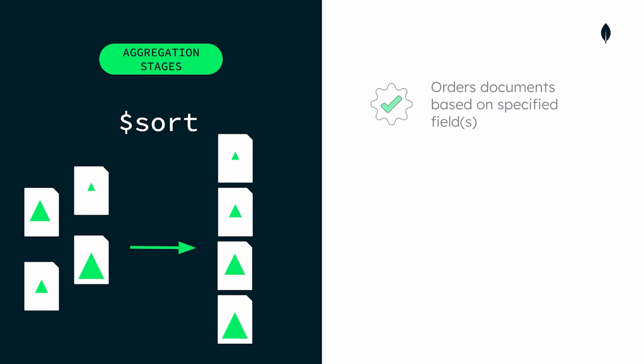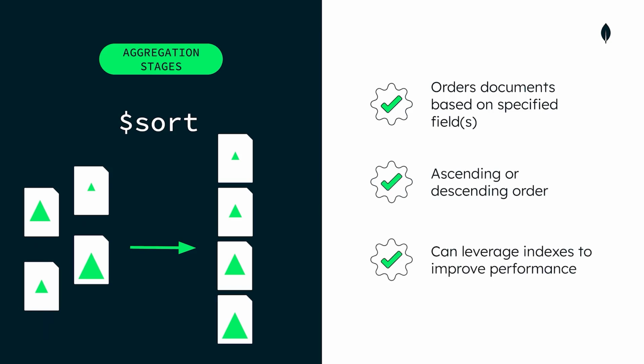The sort stage orders the documents in the pipeline based on a specified field or fields. Documents can be sorted in ascending or descending order. A sort stage can also leverage an index when it's placed towards the beginning of a pipeline.